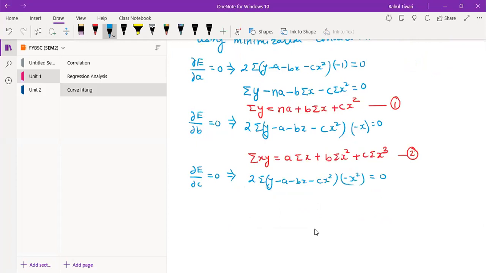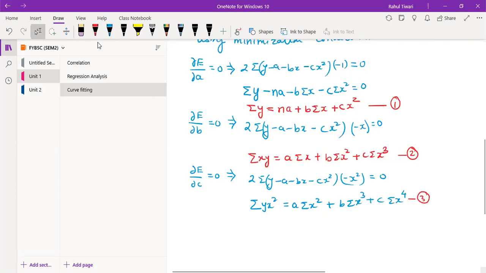So I will get again summation. Can you look at here, x square? So multiply each term by x square. So it is summation yx square is equal to a times summation x square plus b times summation x cube plus c times summation x raised to 4, and it will be the 3. Let me know whether you can understand all derivative or not.